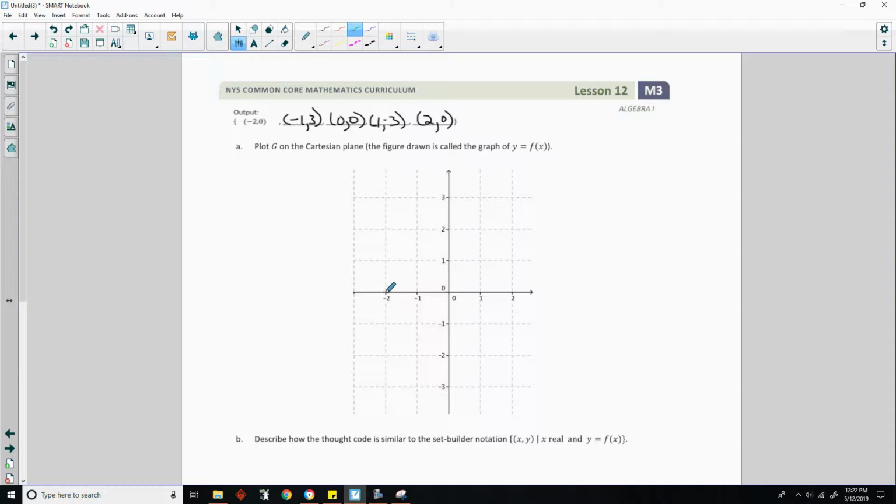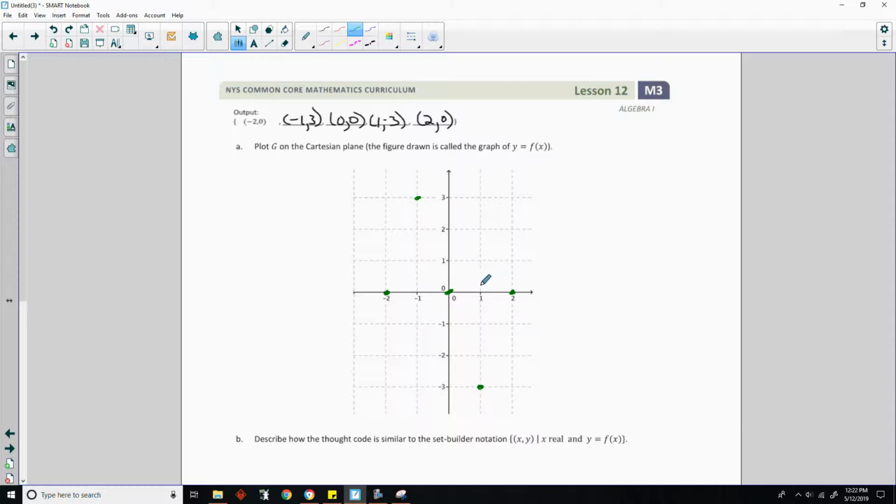Negative 2, 0 was here. Negative 1, 3 is here. 0, 0 is here. 1, negative 3 is down here. And then over 2, up 0 is right here. So this graph matches our graph from the last question.